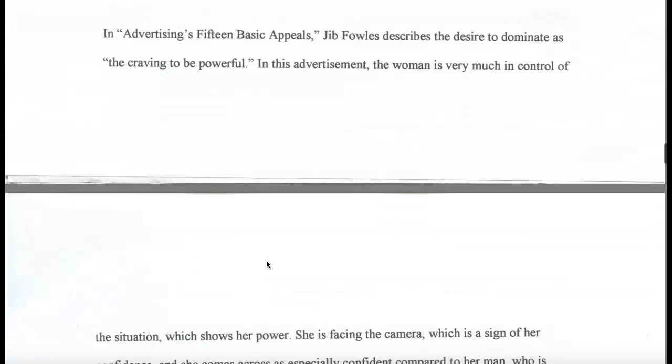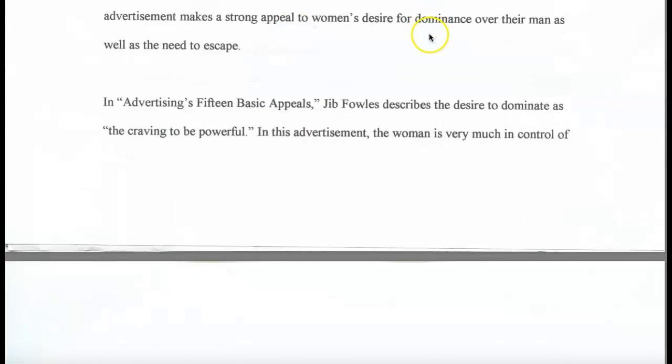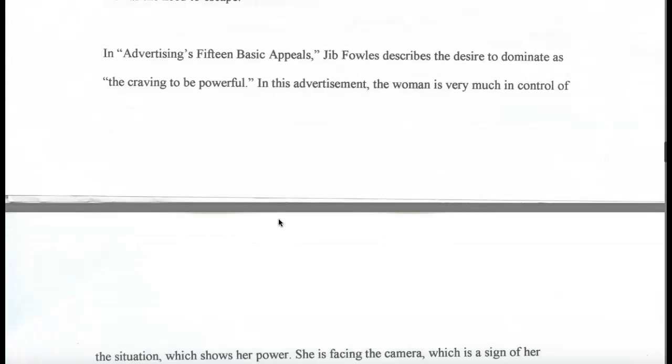The topic sentence of the next paragraph: in Advertising's 15 Basic Appeals, Jib Fowles describes the desire to dominate as the craving to be powerful. So I know the first topic I'm going to talk about is dominance, and then I've got "dominate" right in the first sentence here. So that ties in very clearly with a strong topic sentence that relates back to the forecasting statement.